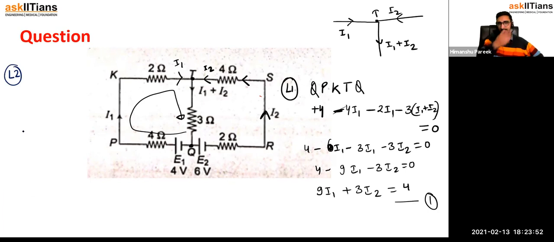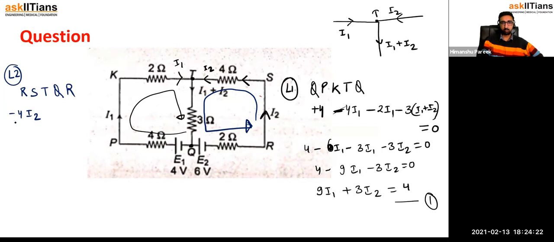Loop number 2 I'll take as this. I'll start from R, I'll go to S, I'll go to T, I'll go back to Q. R, S, T, Q, and coming back to R. So now let us start from R to S, nothing. S to T, I2 current. So minus 4I2 in the direction of current.